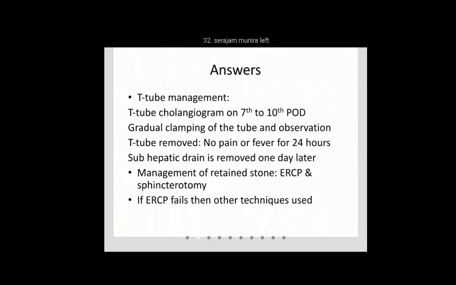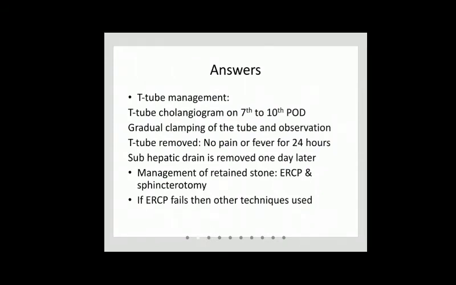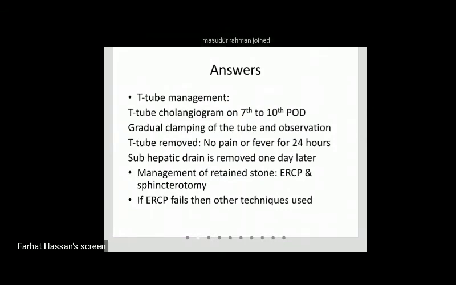Usually nowadays it is not done. Nowadays we usually do ERCP. With the advantage of ERCP, ERCP and sphincterotomy is the important treatment for a retained stone.